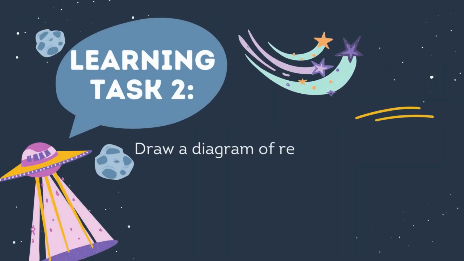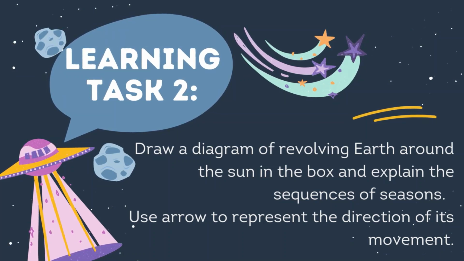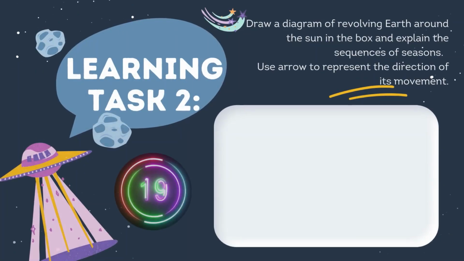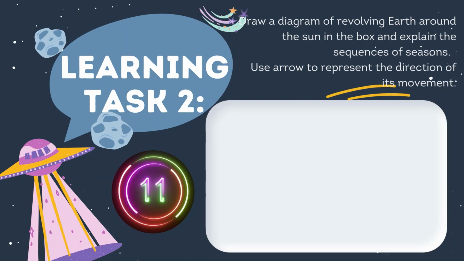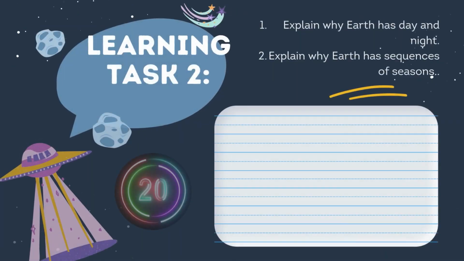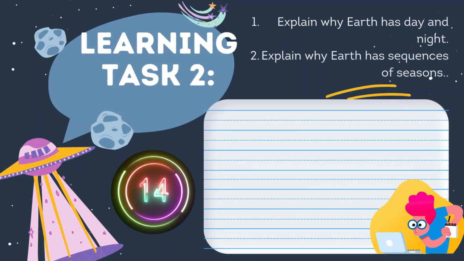For learning task 2, are you ready? All you have to do is to draw a diagram of revolving Earth around the sun in the box and explain the sequences of seasons. Use arrows to represent the direction of its movement. Remember, use arrows to represent the direction of its movement. So I'll be giving you enough time to answer this question.